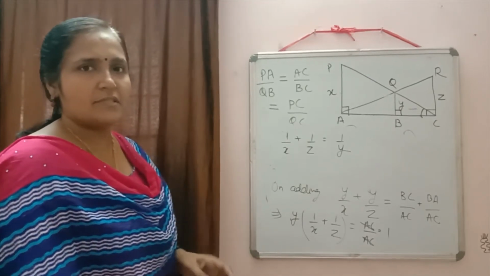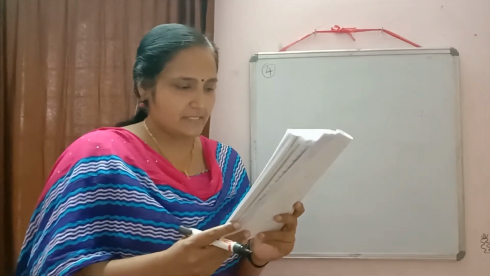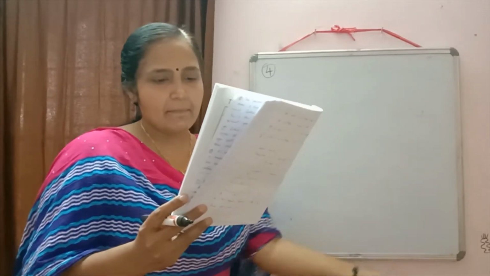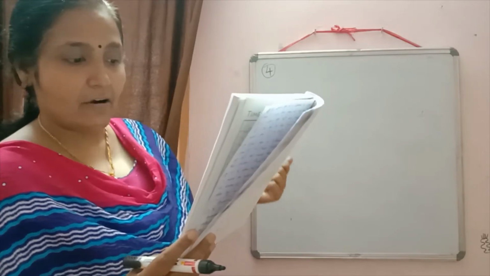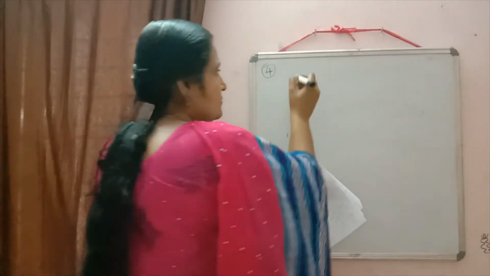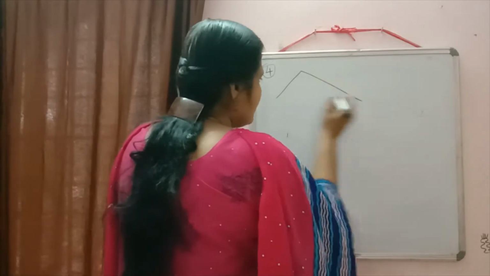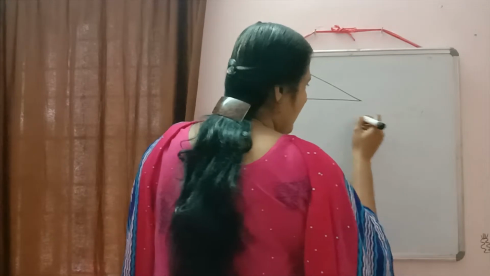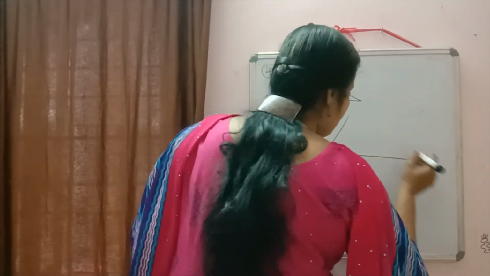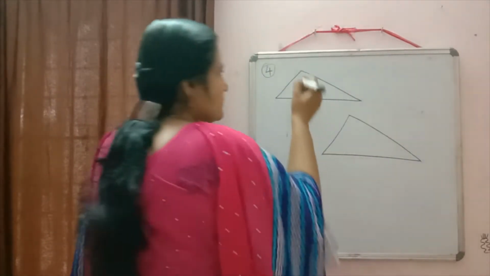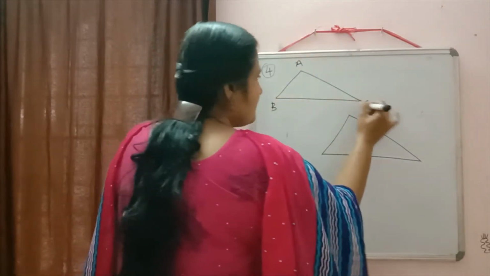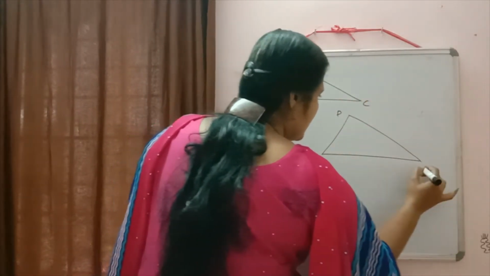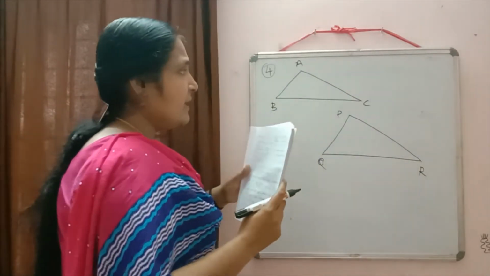Moving on to the next question. In the fourth question, the diagram is not given, so we have to draw the diagram. We'll check the information which is given. Sides AB, BC and median AD of a triangle ABC. So we have a triangle ABC, and another triangle we have PQR. So first one is triangle ABC and second triangle we have PQR, and we have a median also.